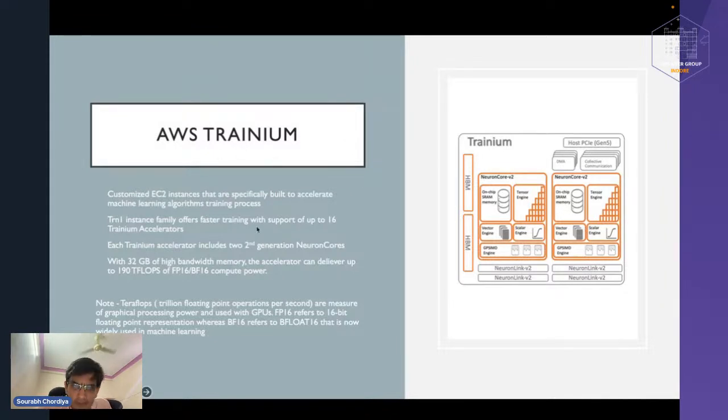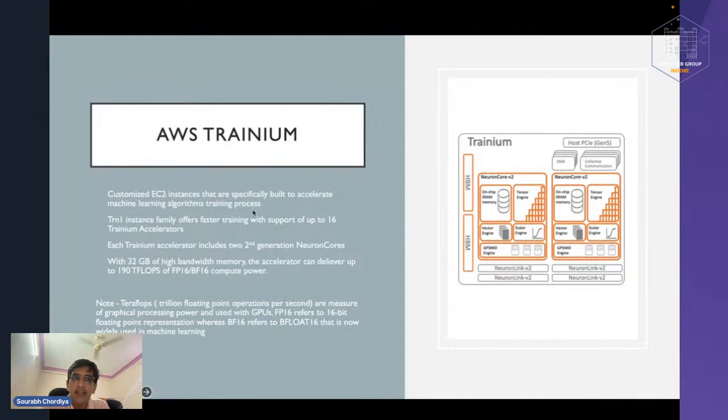So Trainium is an EC2 instance. In simple words, it's a customized EC2 instance, just like you have your M series machines or E series. There are different machine series that are available from AWS. The Trainium instances are customized instances built for the machine learning training process.